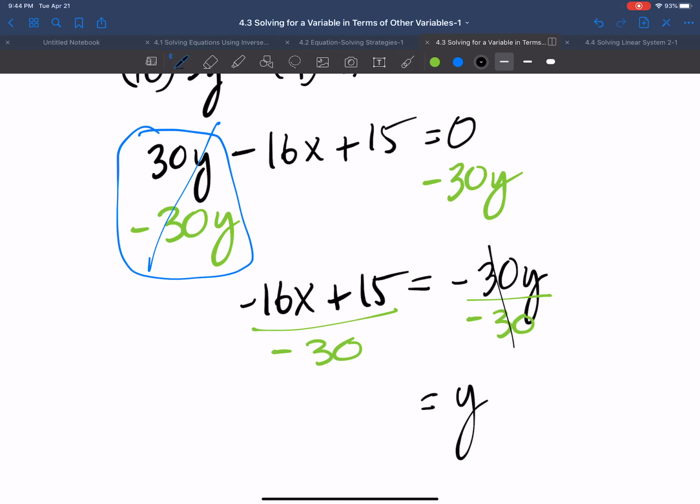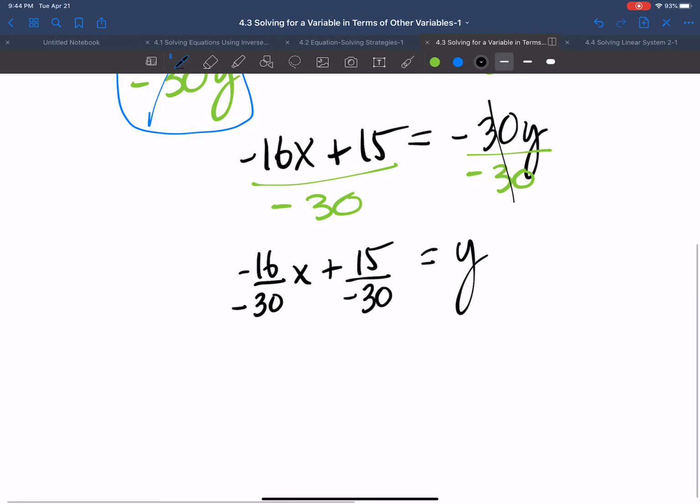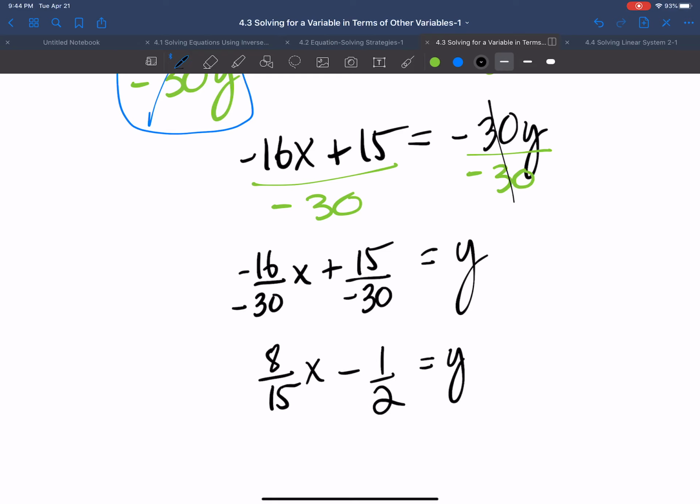On the other side, I have negative 16 over negative 30x plus 15 over negative 30. But we can reduce that. So 16 over 30 would be positive 8 over 15. And positive 15 divided by negative 30 would be negative 1 over 2. So y is by itself. It's isolated. It's on the right side. But it doesn't matter which side the variable is on, the left or the right side.